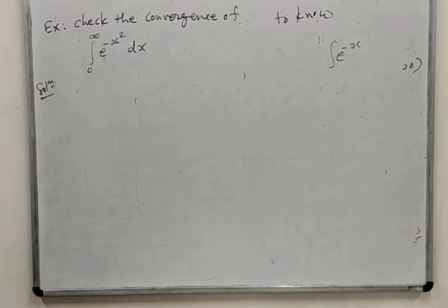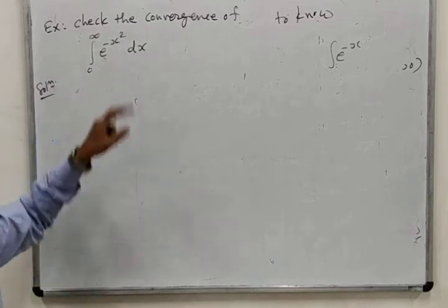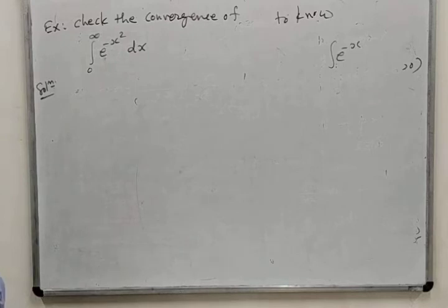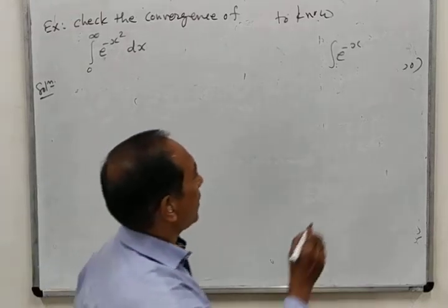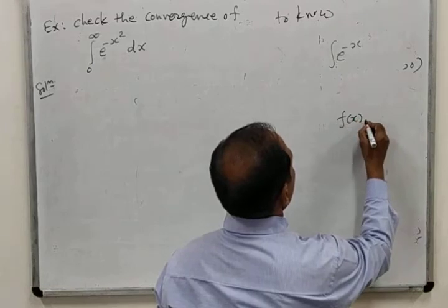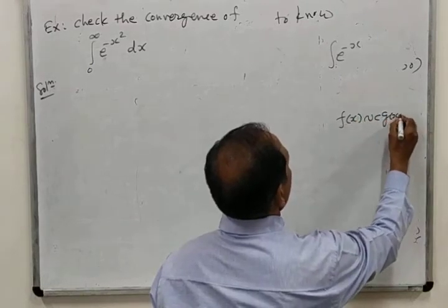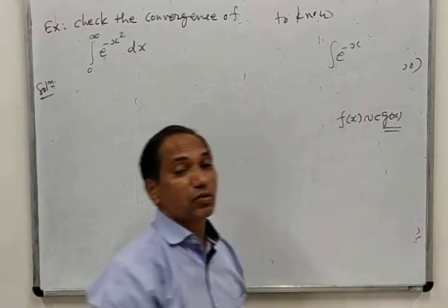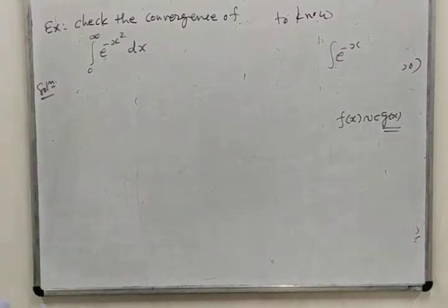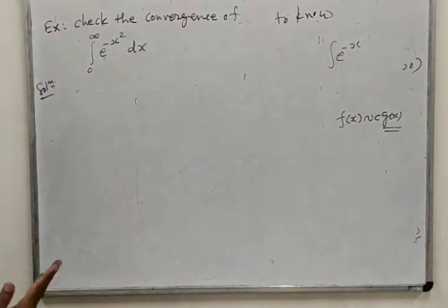Comparison test, but an equivalent function of e raised to minus x square is also not easy to obtain, because if we find an equivalent function g(x), its convergence should also be known to us, no? Because by the p integral test we know the convergence of the integral of 1 upon x raised to p. For other functions we do not know it directly.